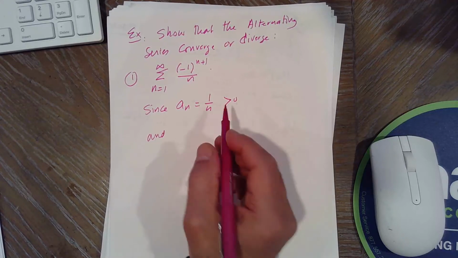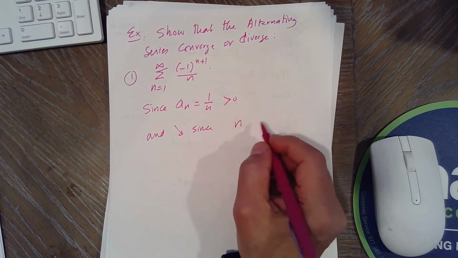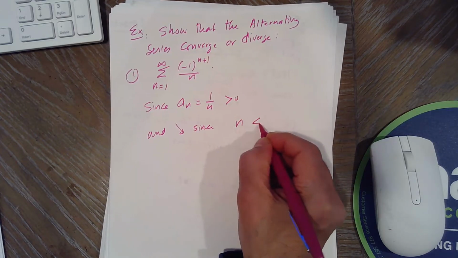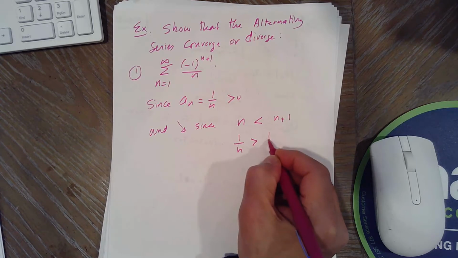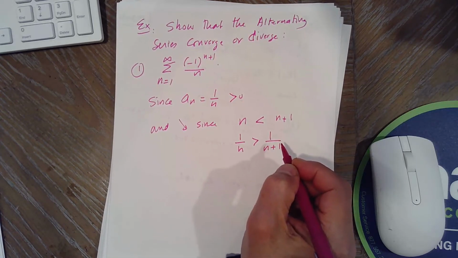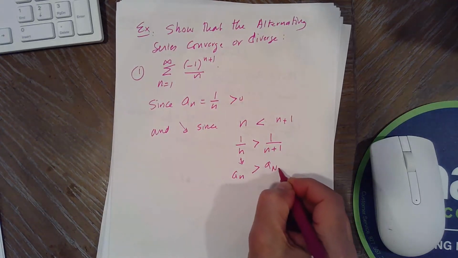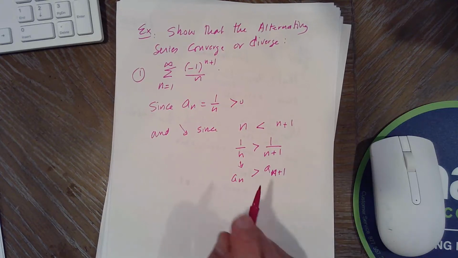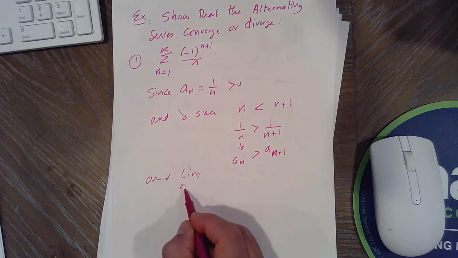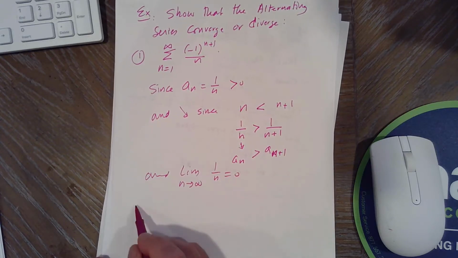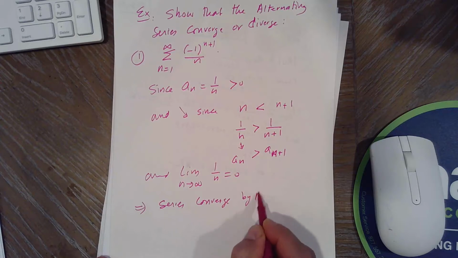And it's decreasing. Why is it decreasing? Look at n, which is less than n plus 1. So 1 over n is greater than 1 over n plus 1. So a_n is greater than a_(n+1), which means a_(n+1) is less than a_n. Okay? And if you do the limit as n goes to infinity of 1 over n, it is 0, so we say the series converges by the alternating series test.